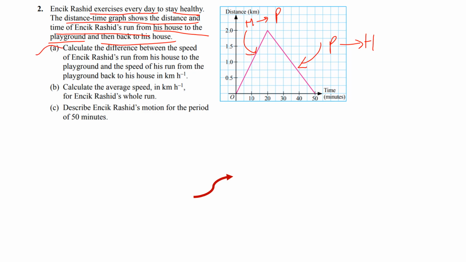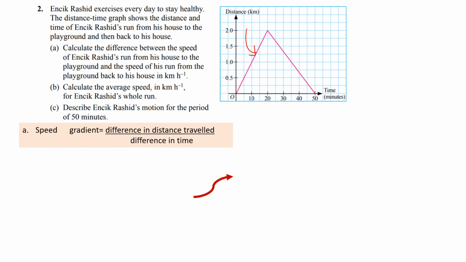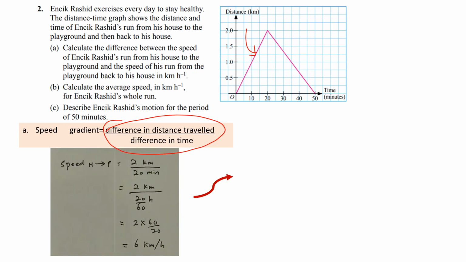So the first question is: calculate the difference between the speed of Encik Rashid's run from the house to the playground and the speed from the playground back to the house in kilometers per hour. So first you find the speed of this one. Okay, so you know that speed. This is just a refresher for you: the difference in distance traveled divided by the difference in time.